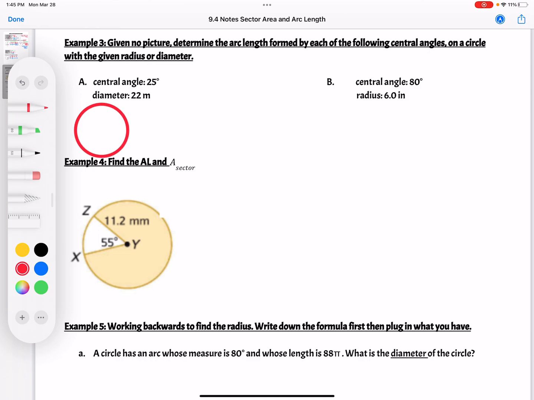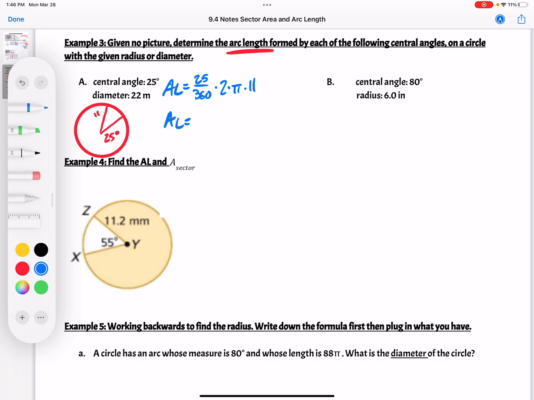And what do we know about the circle? We're dealing with a central angle of 25 degrees and a diameter of 22, radius 11. We only want arc length here. So our arc length equals 25 over 360 times 2 times pi times 11.